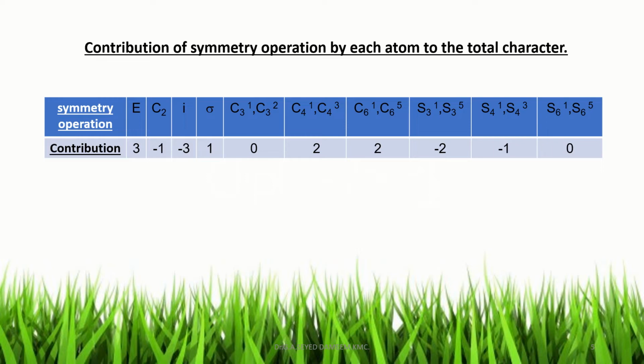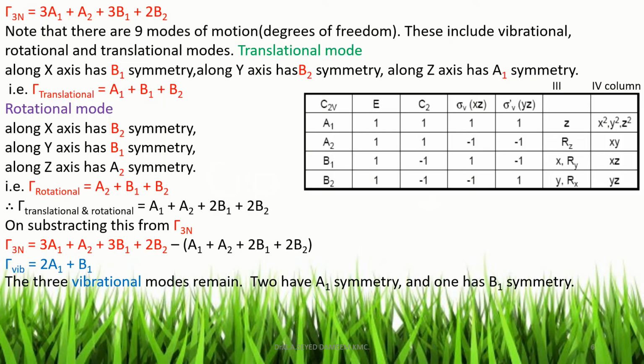This slide shows the table which shows the contribution of each atom's symmetry operation to the total character. For symmetry operation E, the contribution is 3, for C2 the contribution is minus 1, for the center of symmetry the contribution is minus 3, and for the symmetry plane sigma the contribution is 1, and for other operations also the values are given. The gamma 3N is equal to 3A1 plus A2 plus 3B1 plus 2B2. Totally, there are 9 modes, that is 9 degrees of freedom. Among the 9, 3 are translational and 3 are rotational. The remaining are vibrational modes.